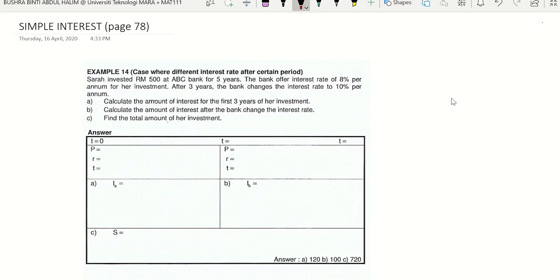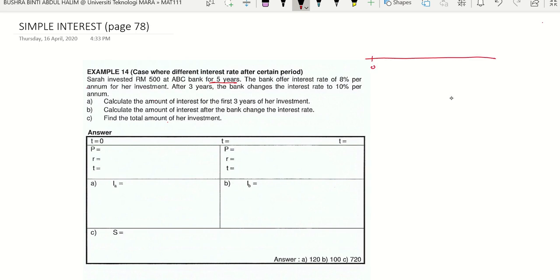Okay, so untuk example 14, case where different interest rate after certain period. Okay, so untuk example ni, there are two different rates given, 8% and 10%. Okay, which is first, the term of investment is 5 years.